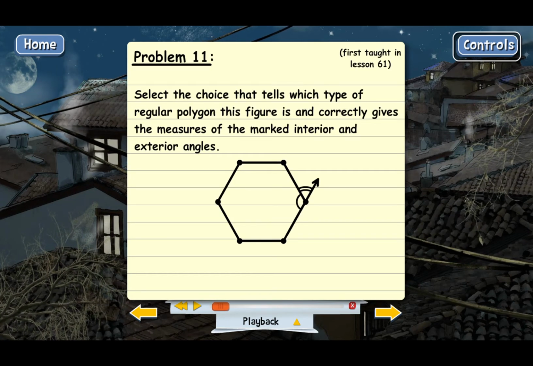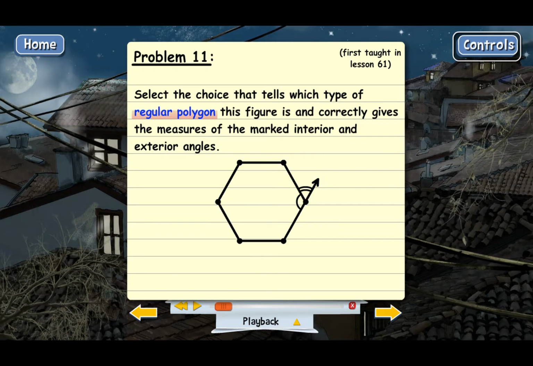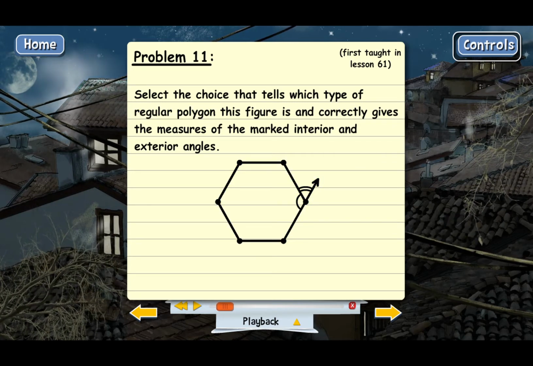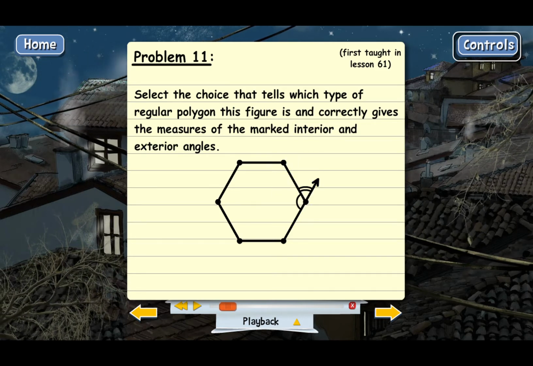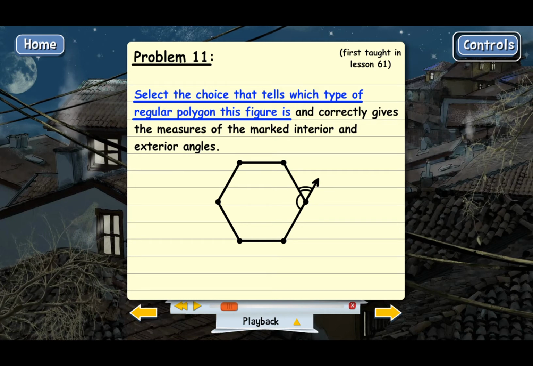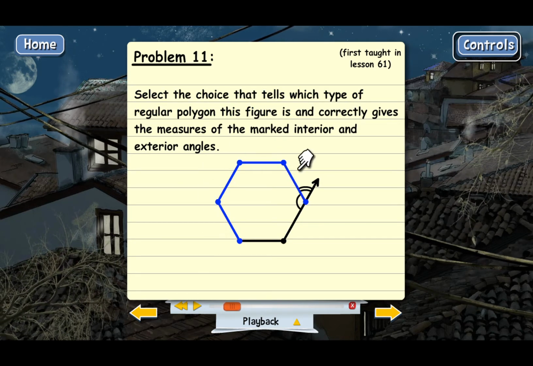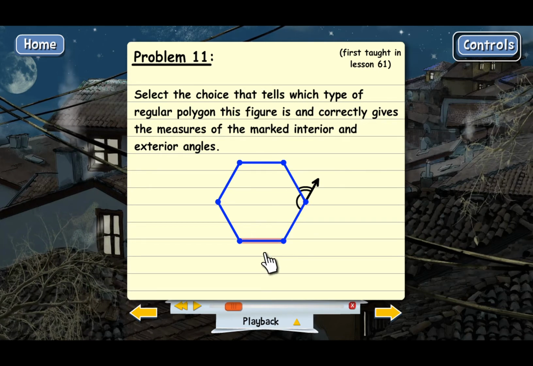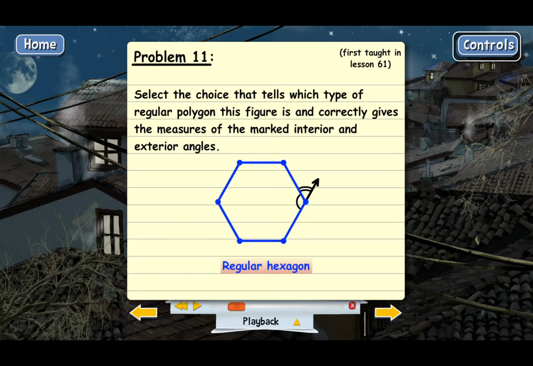Problem 11. We need to name this regular polygon. We're told that it's a regular polygon, and find the measure of this interior angle and this exterior angle. Well, to figure out what kind of regular polygon this is, let's just count the sides. We'll start right here. 1, 2, 3, 4, 5, 6. It's a 6-sided polygon, and that's a hexagon. So this is a regular hexagon.